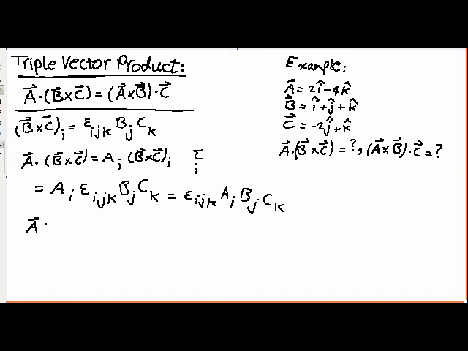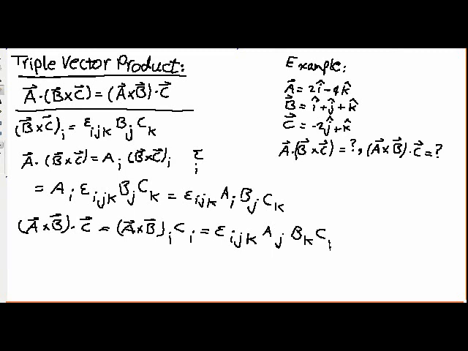So A cross B dot C. That means A cross B component i, c i, and summation is on i, equals, again using this equation, I get epsilon i j k, a j, b k, c i.